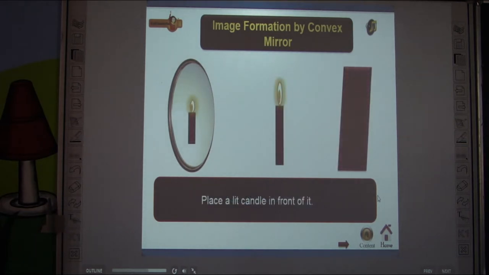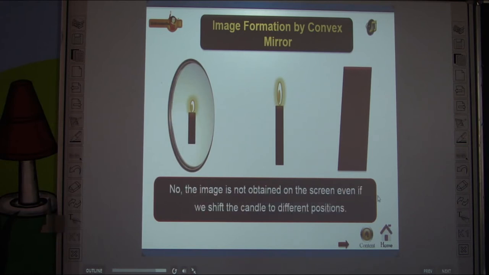Next, place a lit candle in front of a convex mirror. Do we get any image on the screen? No, the image is not obtained on the screen even if we shift the candle to different positions. If the image is not obtained on the screen, it is known as a virtual image. We cannot capture an image on the screen in the case of a virtual image.